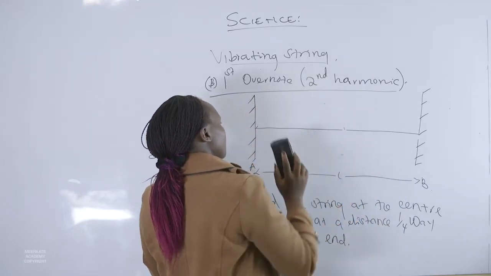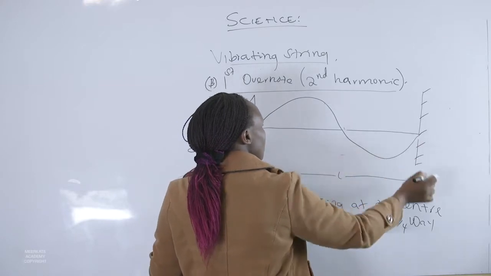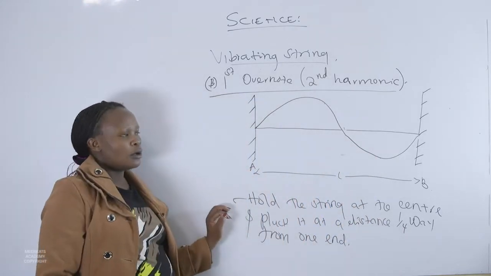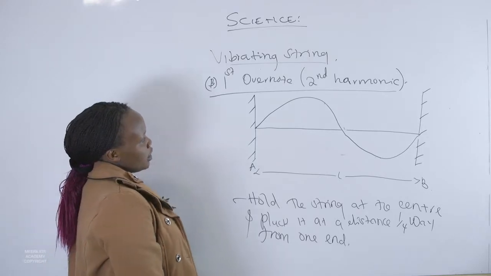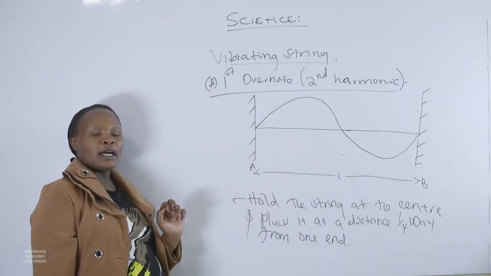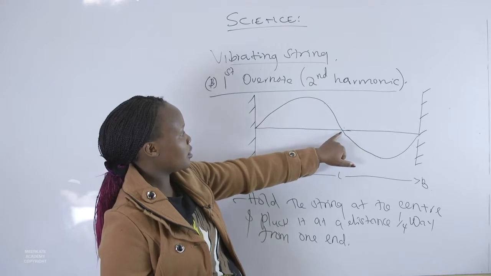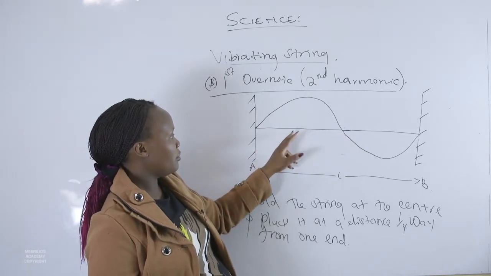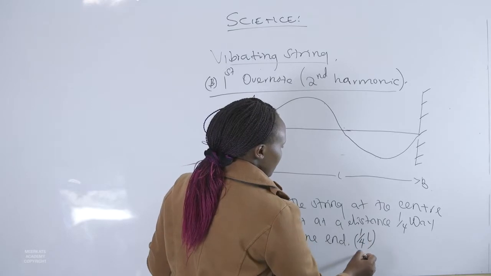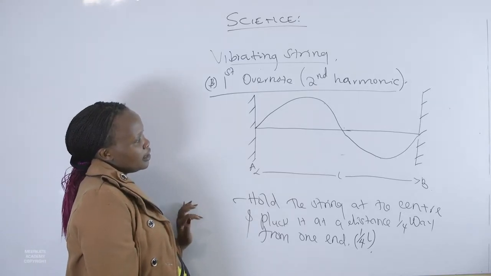You've held your string at the center, then you pluck it at a distance which is quarter-way from one fixed end, so that now you produce an incident wave which comprises a crest and a trough. Hold it at the center, pluck it at some point a quarter away from one end, that is a quarter of L, and what you produce will be a wave which comprises a crest and a trough.